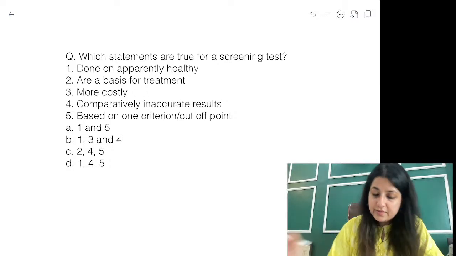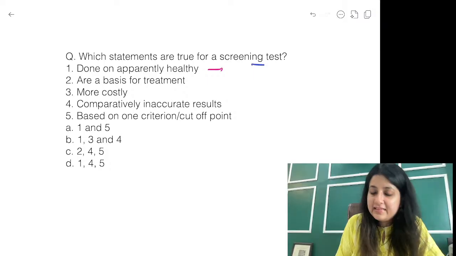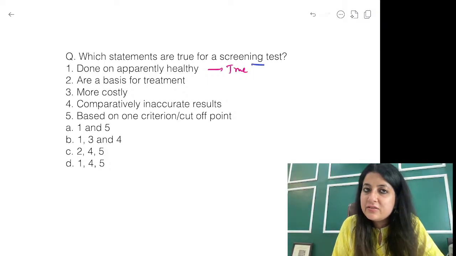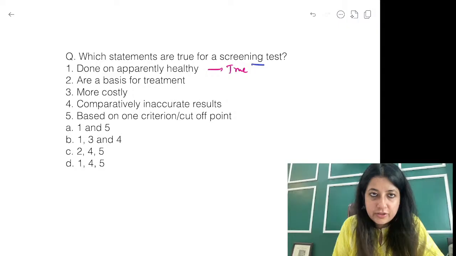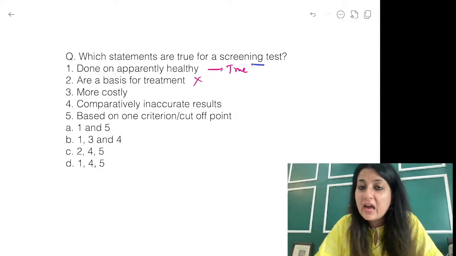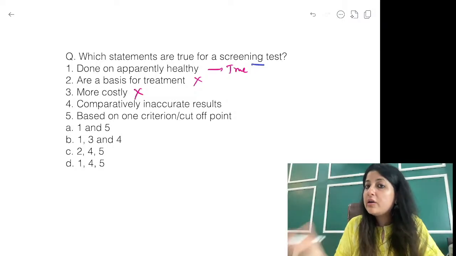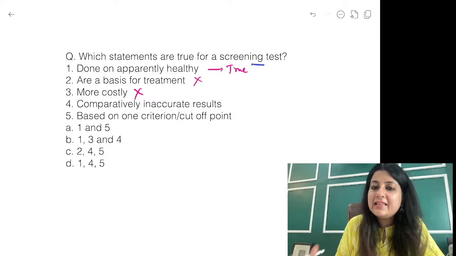Alright. So now see, screening test. Obviously, you do it on apparently healthy people. True. You don't do it on diseased people. In diseased people you will do a diagnostic test. Are they a basis of treatment? No. We never start treatment on the basis of screening test. There's only one screening test on the basis of which we start treatment, sputum. For AFP, Basler. Most more costly, no. Remember, you're applying it on apparently healthy people.